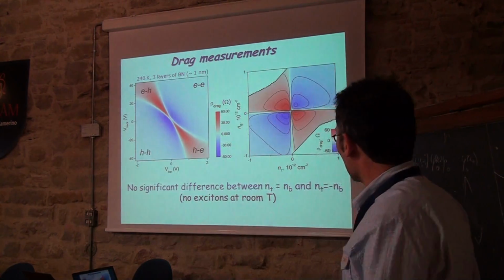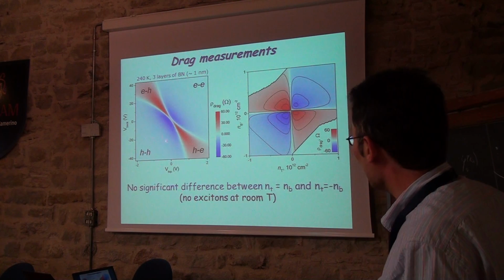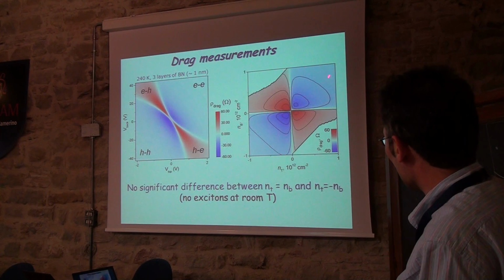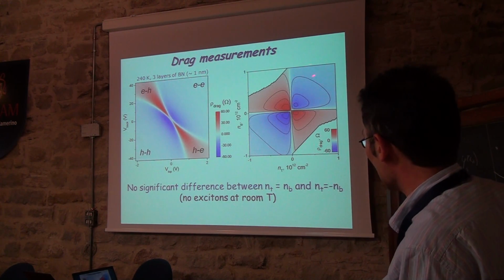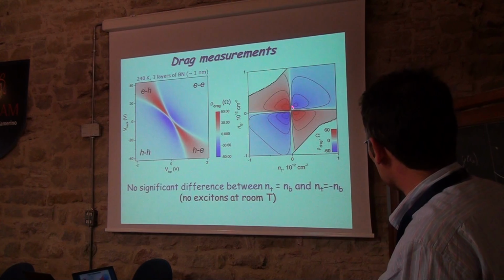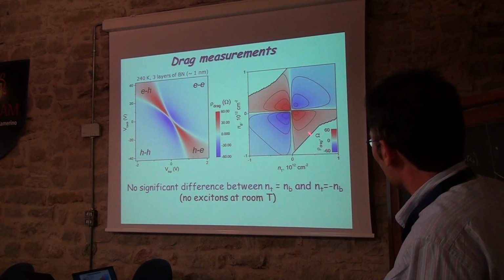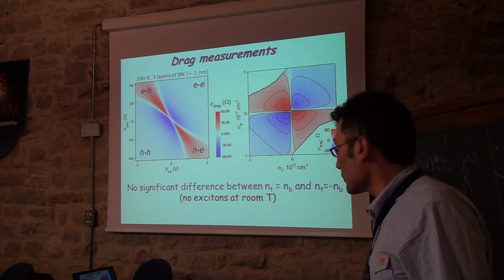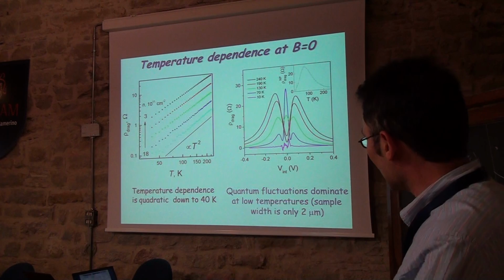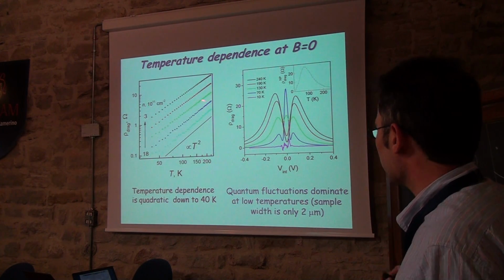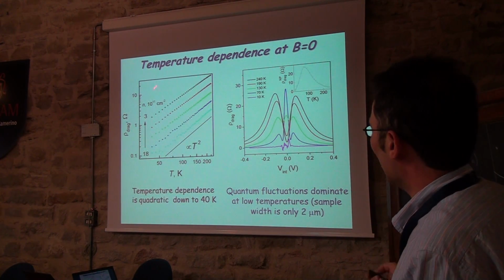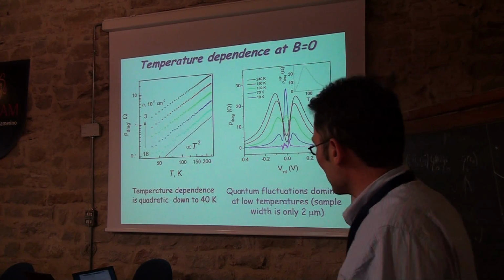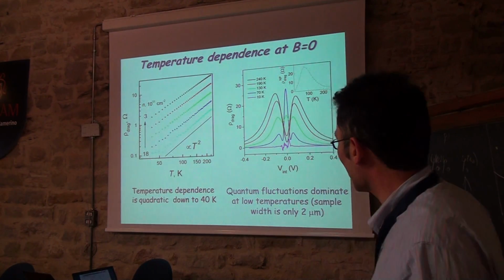So first of all, room temperature measurements. These are the drag data. We have to compare basically the drag along this line and along this line. And you can see they're more or less the same. So excitons should live here. And we don't see much of a difference between these two, which means probably there are no excitons at room temperature. Then if we decrease the temperature, we again see a nice quadratic temperature dependence at finite densities down to the lowest temperature at which we can probe this kind of drag resistance, which was roughly 40 Kelvin.